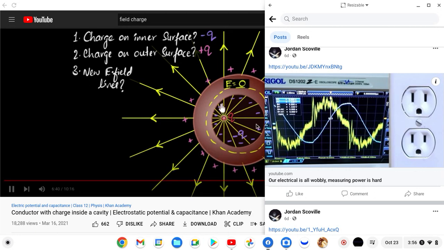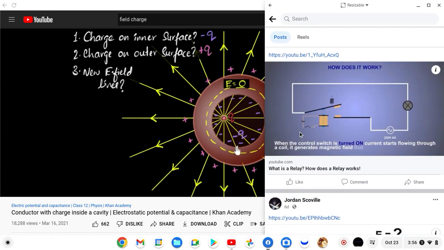Because the conductor is an equipotential surface, the electric field must always be at 90 degrees to the surface. And you can see that these electric field lines are not like that over here.